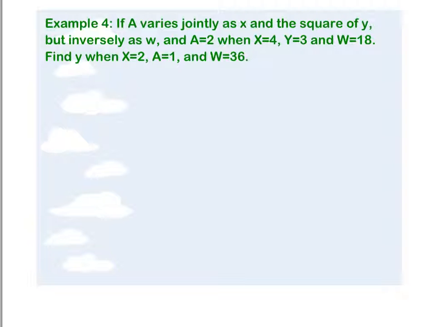Okay, so we get this new word, jointly, in here. Jointly is referring to when we're varying with more than one variable. So you can see how it says A varies jointly as x and the square of y, so y squared, but inversely as w. So we have a direct proportion happening here with x and the square of y, but an inverse with w. Now, all the other steps are the same once you write the equation.